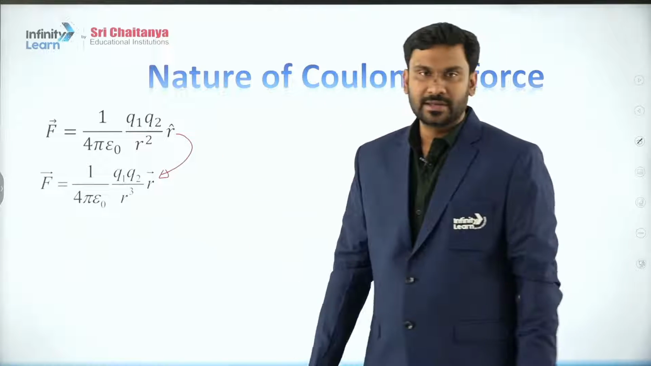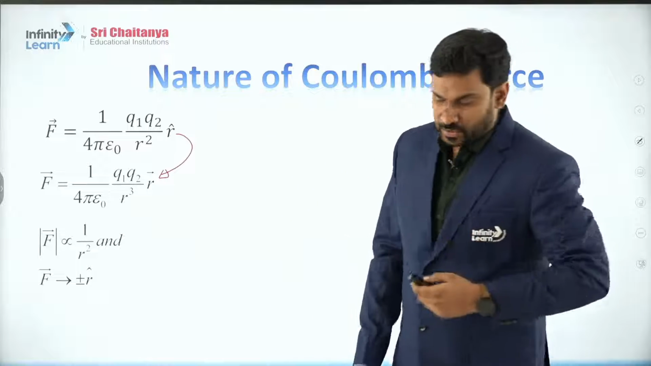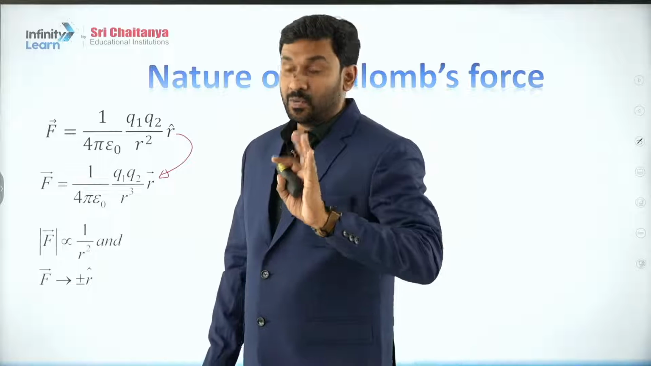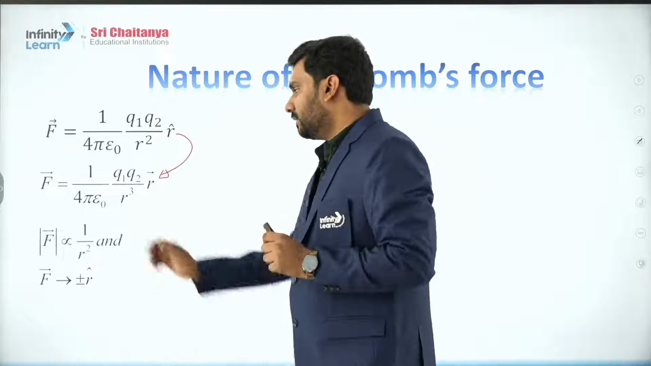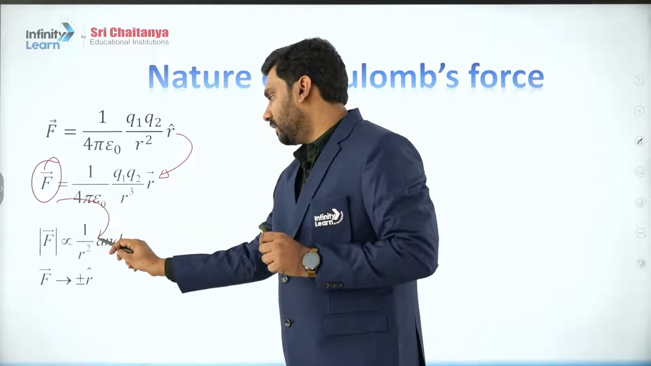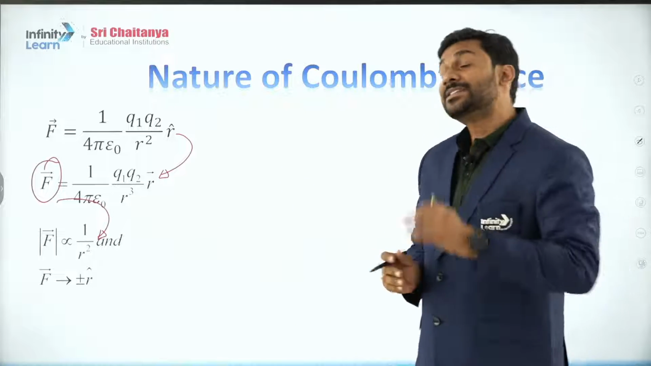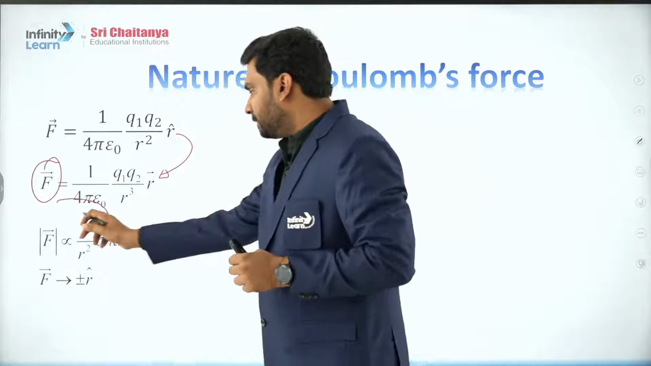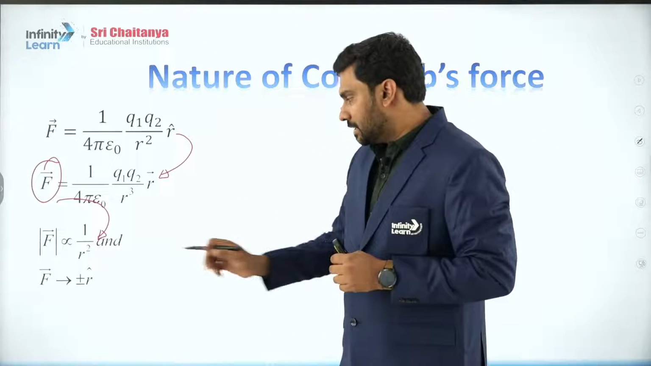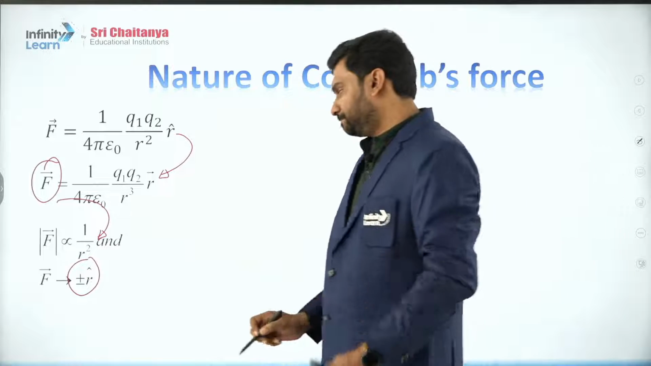So this is coming. And then we can see that there are two conditions which are met simultaneously over here. What are the conditions? First of all, the magnitude of this force is proportional to 1 by r square. All right, so it is following the inverse square law. And the second format is that this force direction is towards plus minus r cap. Now I will just explain a little bit here.